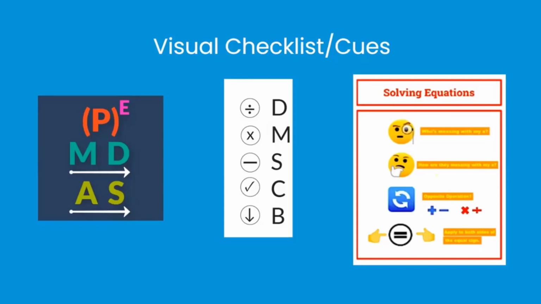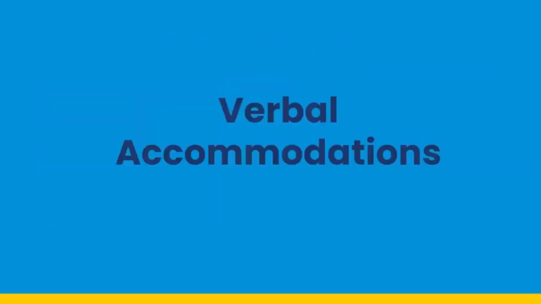The nice thing about this organizer is we get the language down so tight that the students know to say who, how, opposite, both sides. And so if they're ever lost and they just need a little hint, we can say one of those cueing words and they will remember immediately what step they need to do, which is really awesome. Let's talk about the verbal accommodations.